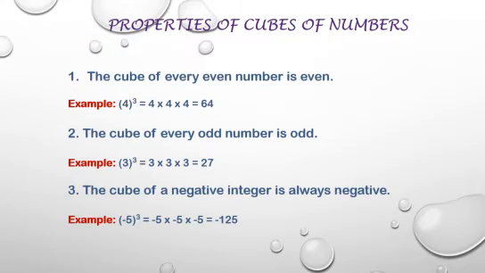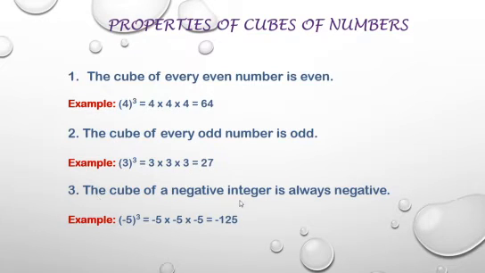Properties of cubes of numbers. The first property is that the cube of every even number is even. Here we can see that 4 is an even number, so the cube of 4 is 64. 64 is also an even number. The second property is that the cube of every odd number is odd. 3 is an odd number, so 3 cube is also odd, that is 27.